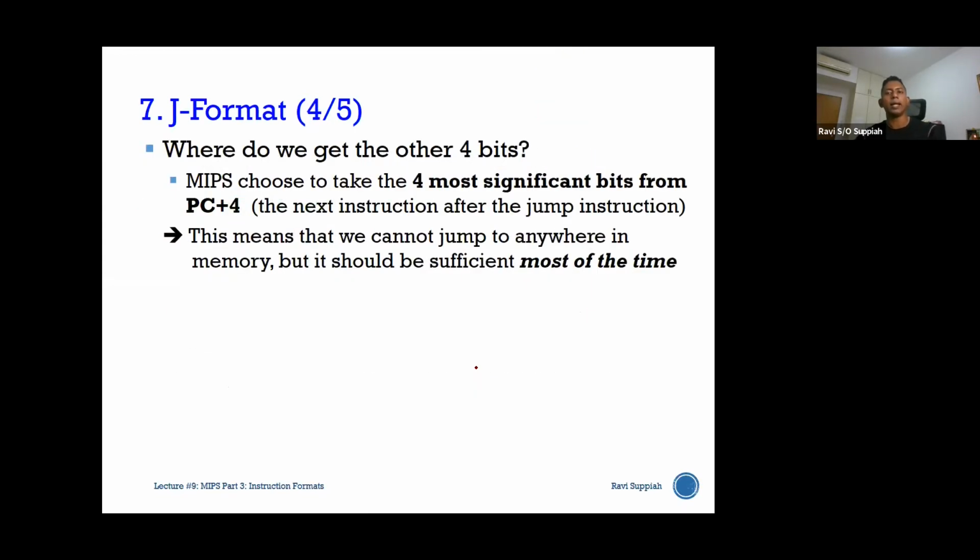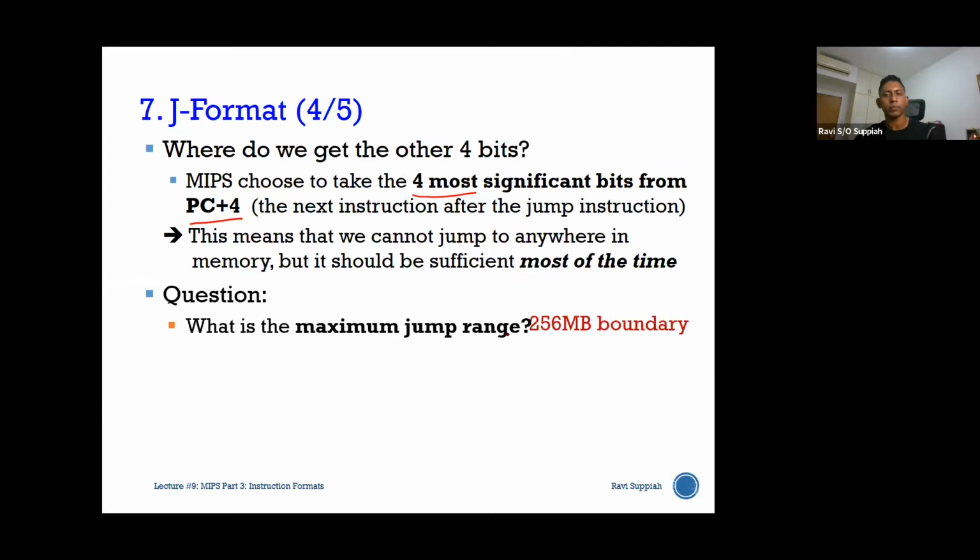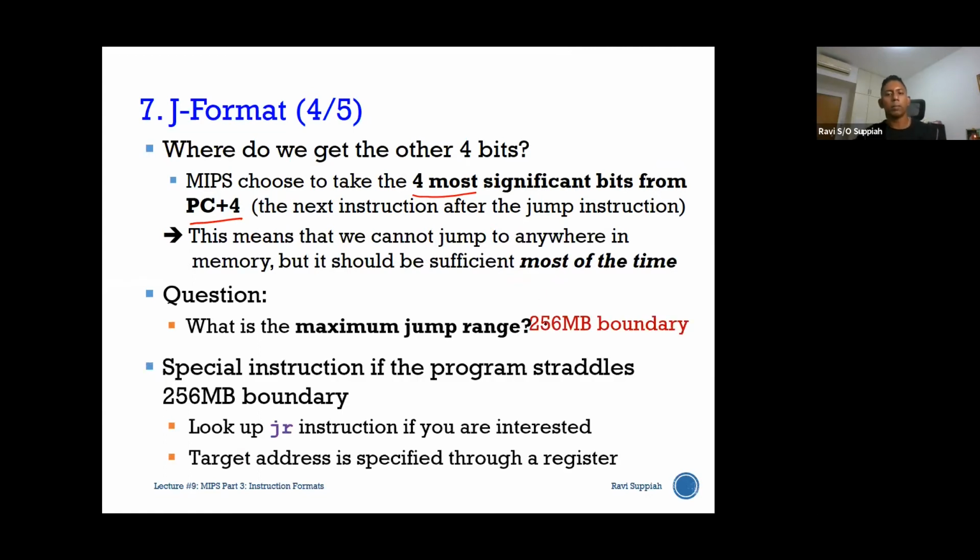What is left is that I take the 4 most significant bits of PC plus 4 and pad it with the 28 bits, and that will give me the 32 bits. So the full maximum range you have is 256 megabytes. That is because of the 28 bits that you have.